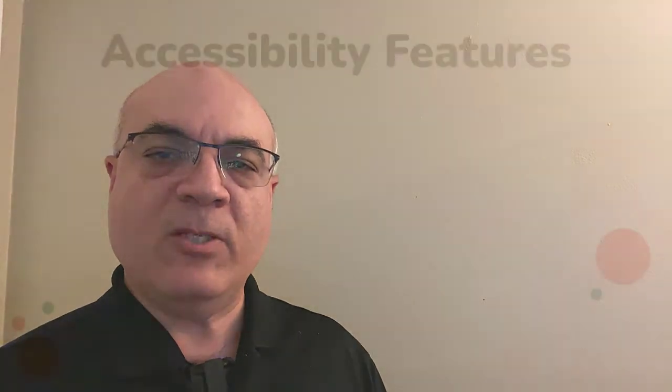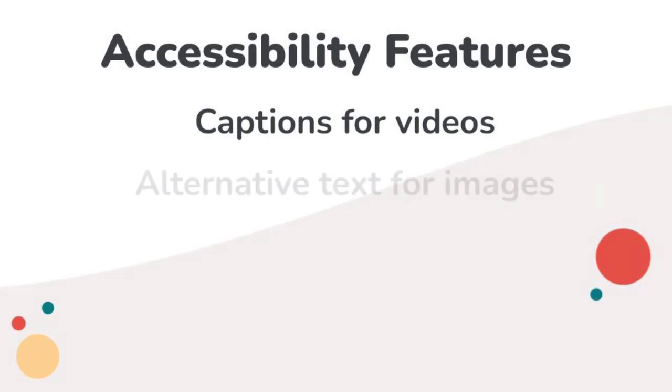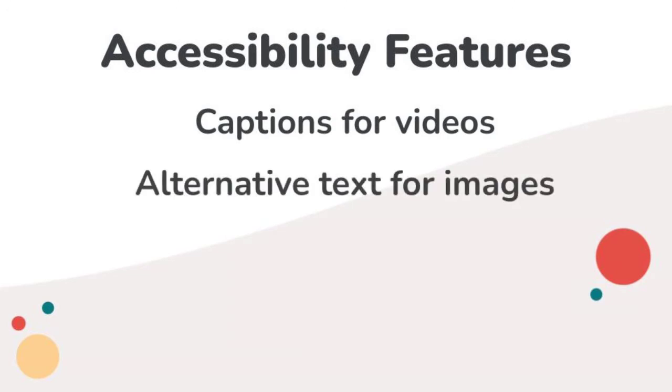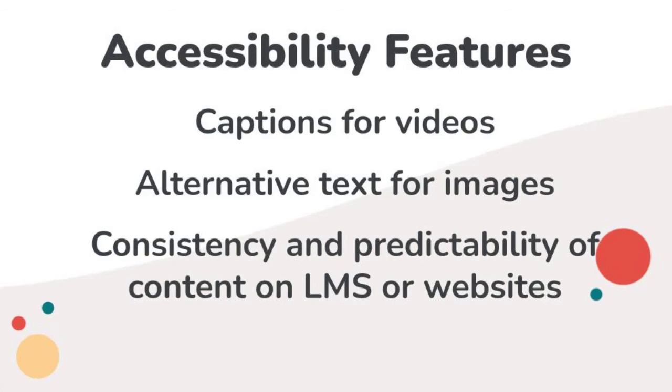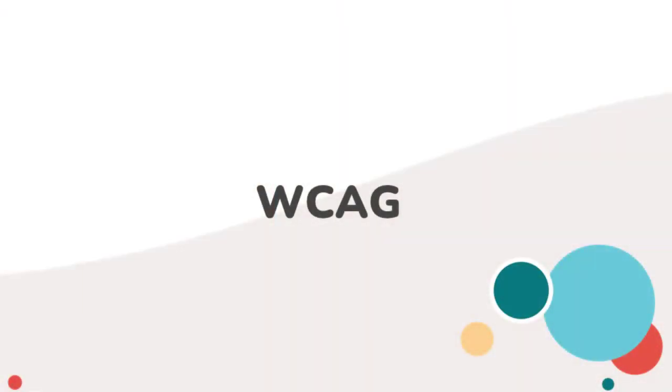Some examples of features that increase accessibility include captions for videos, alternative text for images in documents and newsletters, and consistency and predictability of content entered into learning management systems. These resources and materials can follow those same WCAG guidelines to meet Section 508 standards. Creating accessible digital materials is essential for some, but good for all.